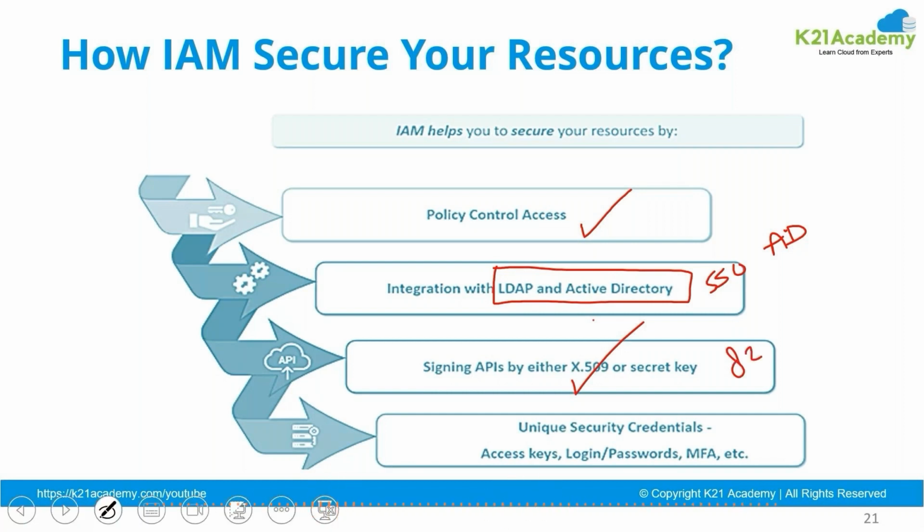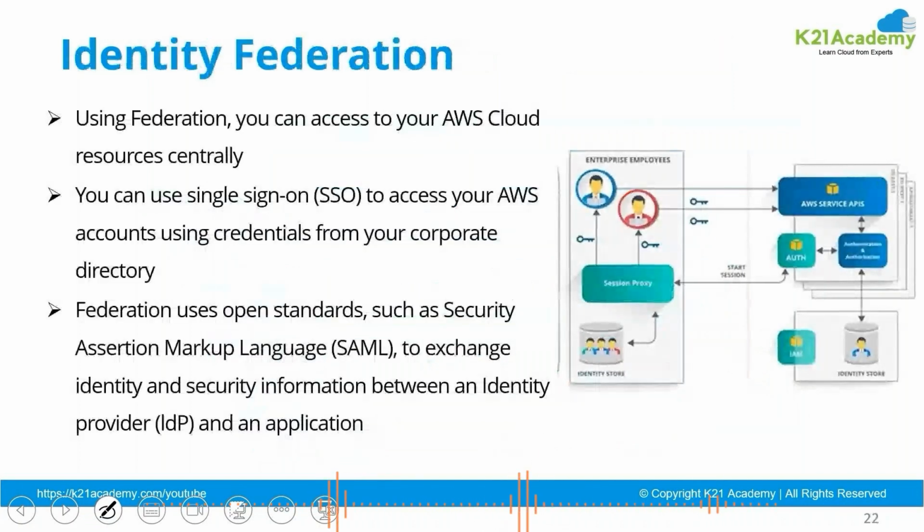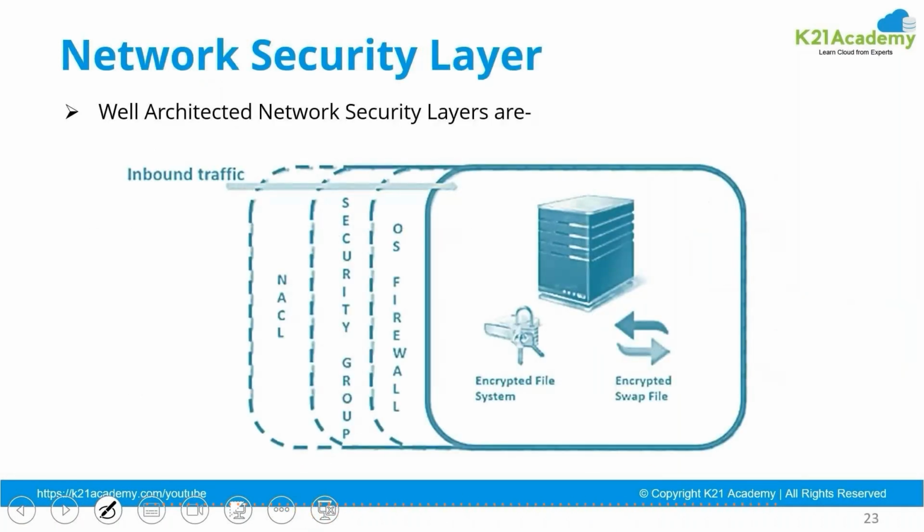802.1x is the security standard in LAN. Similarly, certificate authentication is X.509. That is all possible. So you can use these resources, the federated resources for single sign-on, AD. All these can be used for protecting your infrastructure. For protecting your infrastructure, you also have firewalls, security groups, and NACLs.